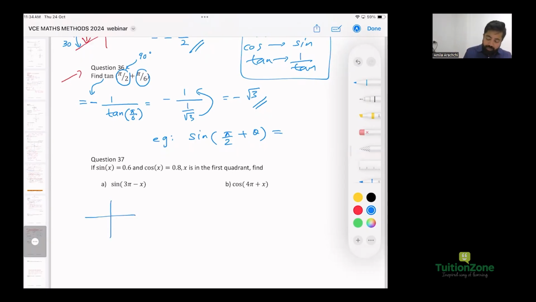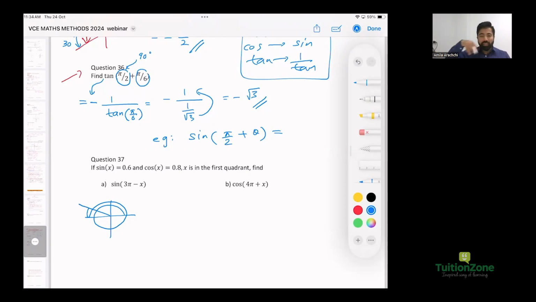Example, 3 pi. From there to there is going to be pi, and now it's going to be 2 pi, now it's going to be 3 pi. See, I'm stopped at that point. So 3 pi, take away pi. Which quadrant? Here, in the second quadrant.